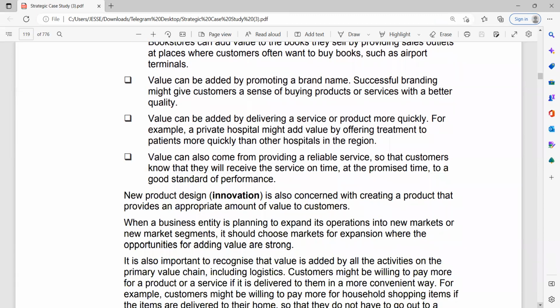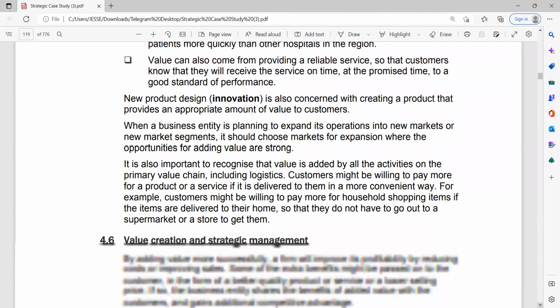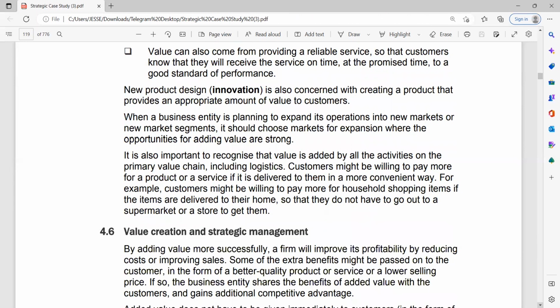Another way you can add value is also by providing a reliable service, right? So reliability is also value. So that when I call and I need a service, I am rest assured that at the promised time, it will be delivered.